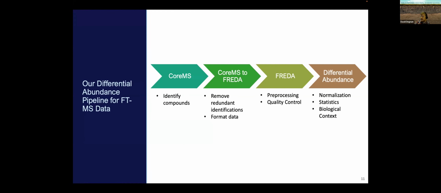So here is what we've been doing for this specific example. We identified compounds for the rattlesnake data set in CoreMS. We converted that to Frida. You could think of that as going from a specific output to a tool to a more general output of Frida. Frida will take output from many different identification tools. And in Frida, we did our pre-processing, we did our quality control, we added e-meta variables for comparisons, and now we can move on to differential abundance, where we apply normalization to FTMS, go through the statistics, and then I like biology, so you're gonna get a little bit of what can I do after I have my differentially expressed peaks.